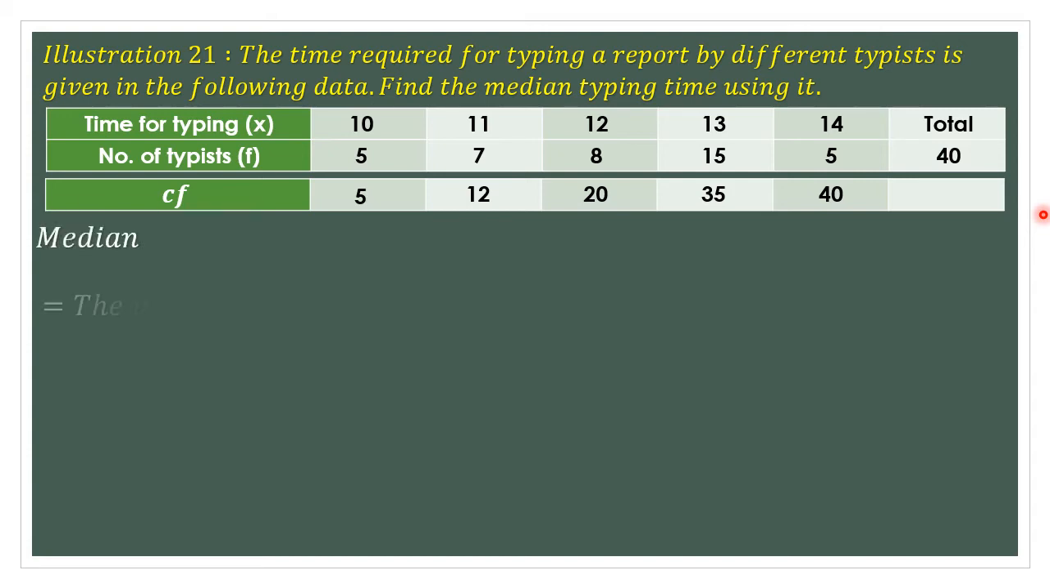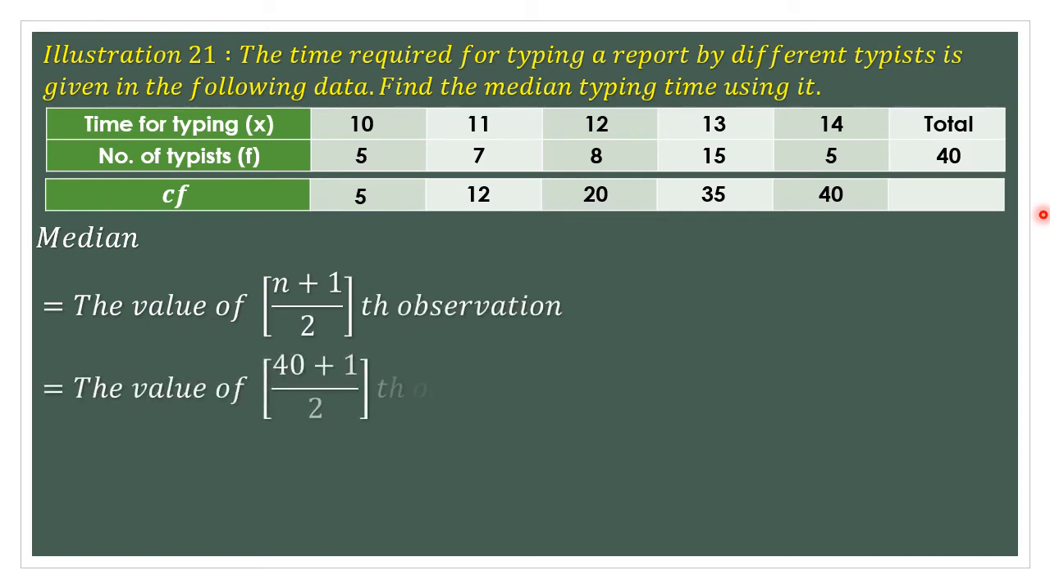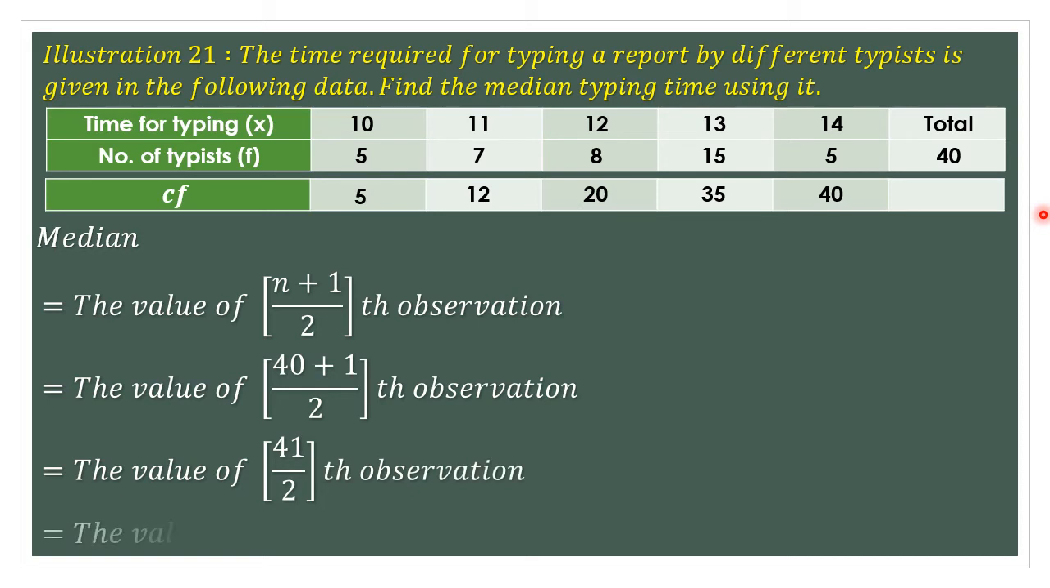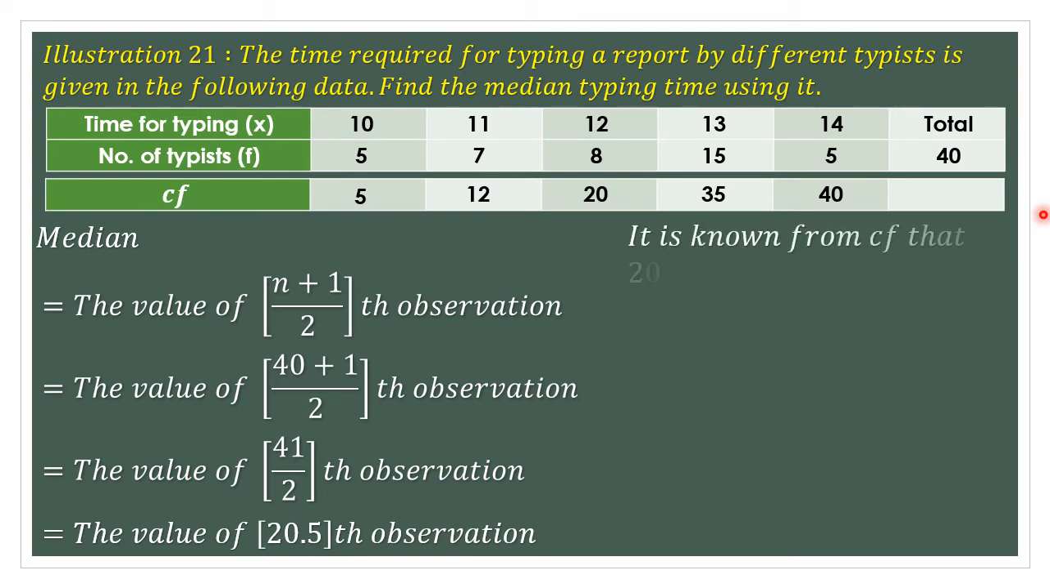Now we have to start with the median, that is the value of the (n plus 1) upon 2 observation, and n is 40 here, so 40 plus 1 upon 2 observation, that would be 41 upon 2, which is the 20.5th observation. Now there is a slight problem. The 20.5th observation actually lies between 20 and 21. It is in the exact center of the 20th observation and the 21st observation.